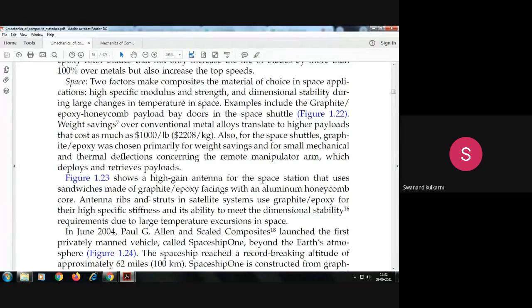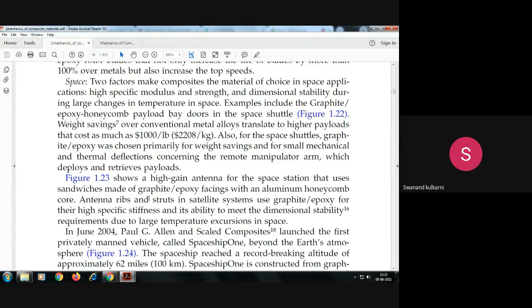Then in space also these polymer matrix composites are used. So two factors make composite the material choice of space application: high specific modulus and strength. High specific strength and high specific modulus, these two things are different. Strength to weight ratio, that is specific strength, and modulus to weight ratio, that is the specific modulus. Is it okay? So high specific modulus and high specific strength, these two things are there, due to which these polymer matrix composites are used in the space industries.